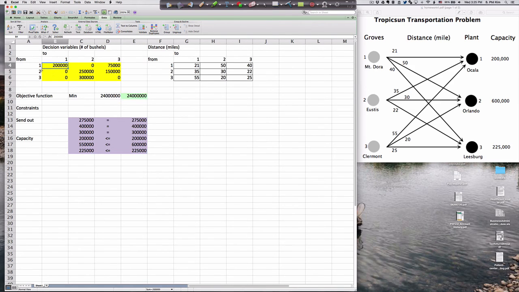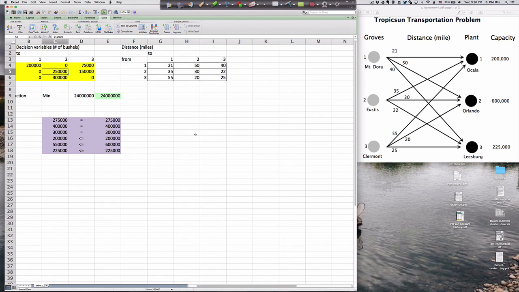And you can see it's a 0, which means you are not sending any soybeans from 1 to 2. Here is a 2 to 1, you are not sending out anything, and so on. This is your decision variable, so you will know how many bushels should be sent from 1 to 1 and 1 to 3 and 2 to 2 and 2 to 3 and so on. And you can answer what the optimal solution is.